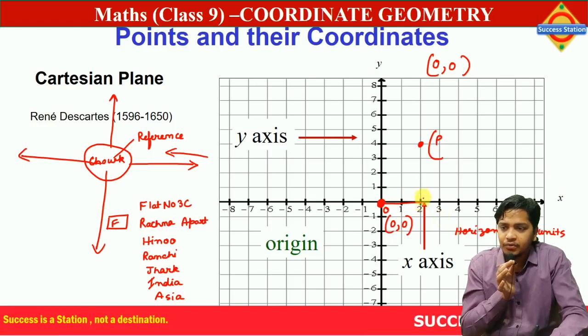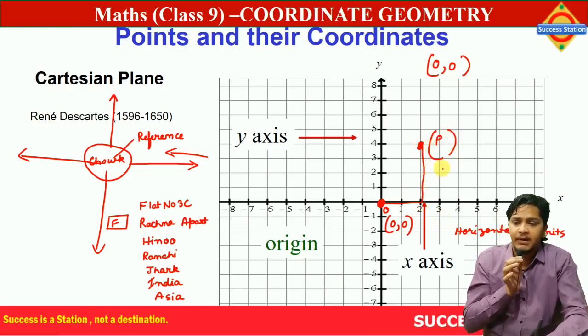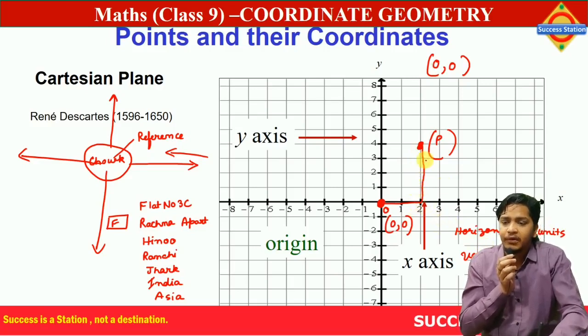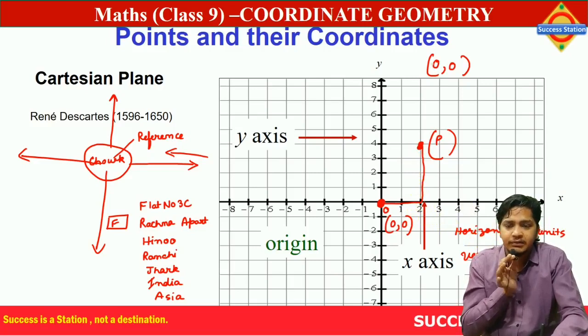And then you go like this. Then you reach point P. So to reach point P, you started from the origin. You traveled 2 units in the horizontal direction and 4 units in the vertical direction.